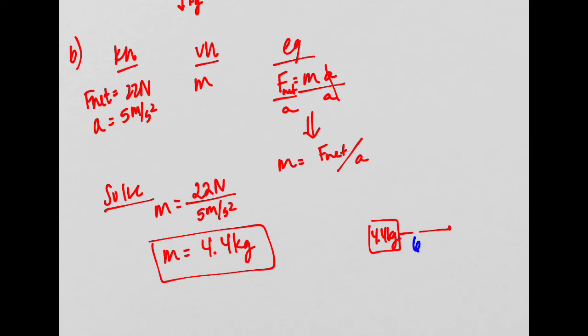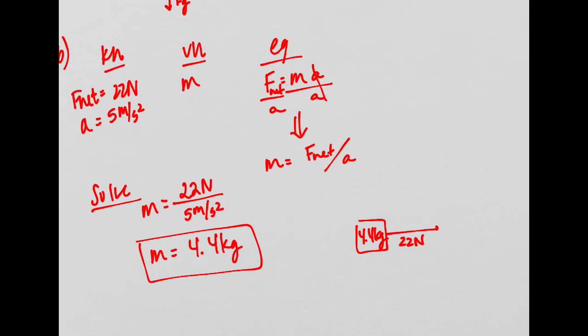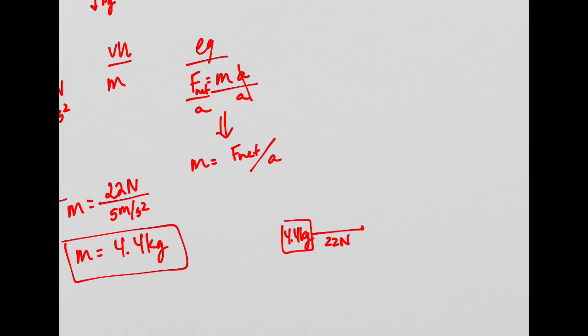So before we had, I'll just redraw them. Before we have a small mass, therefore we have a large acceleration. But afterwards, we're going to have a 4.4 kilogram book, but it's going to have 3 times the force applied to it.